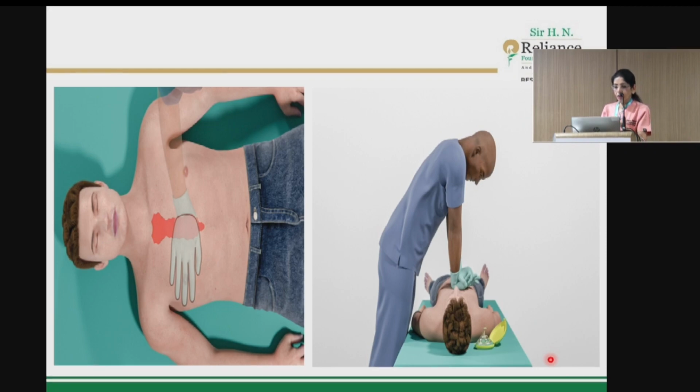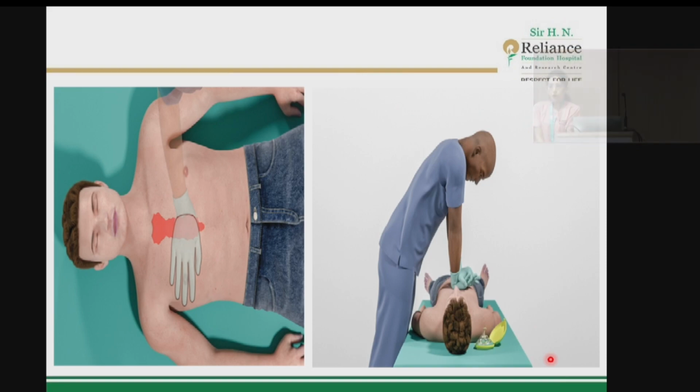So as I told you, it has to be on the lower part of the sternum. Now when you are giving the compression, all the 3 joints, that is the shoulder, the elbow, and the wrist, all have to be in one line, and you have to cross over, and your weight should be falling on the patient, and all the 3 joints have to be in one line.